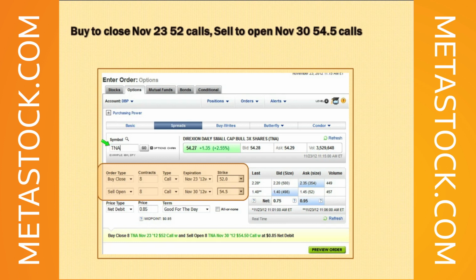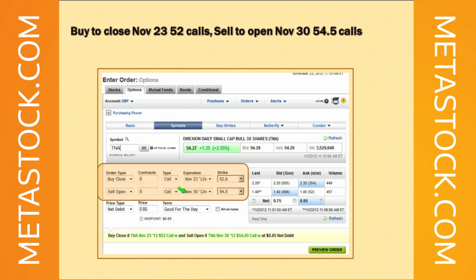I owned the TNA, which is a leveraged small cap ETF. So I own the TNA ETF, and each week I will close out the expiring option and then roll it over to the new one. So this shows an actual brokerage account order that I entered. This was about maybe 2 weeks ago, and I bought to close the November 23rd weekly call, and then I sold to open the November 30th weekly call.